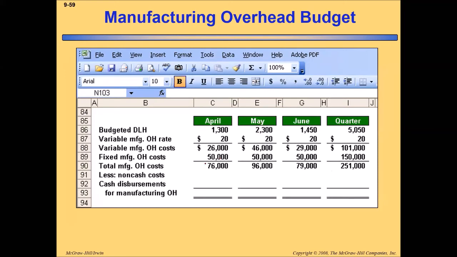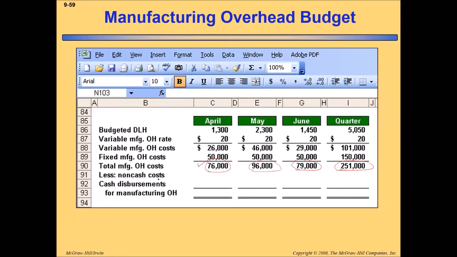Therefore, total manufacturing overhead cost for April is 76,000, for May is 96,000, and for June is 79,000. Total manufacturing overhead cost is 251,000 for the whole quarter.